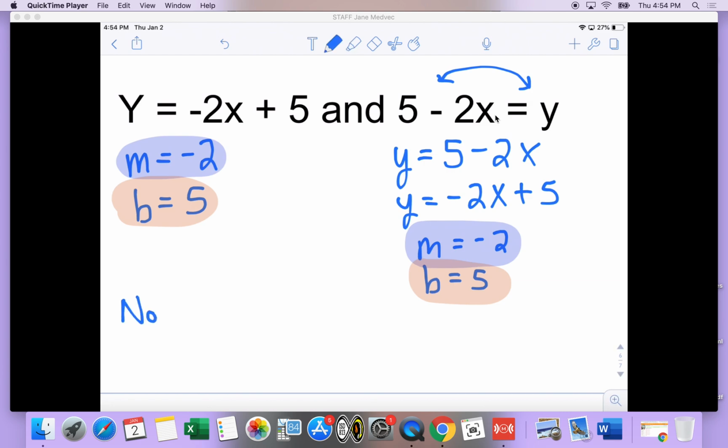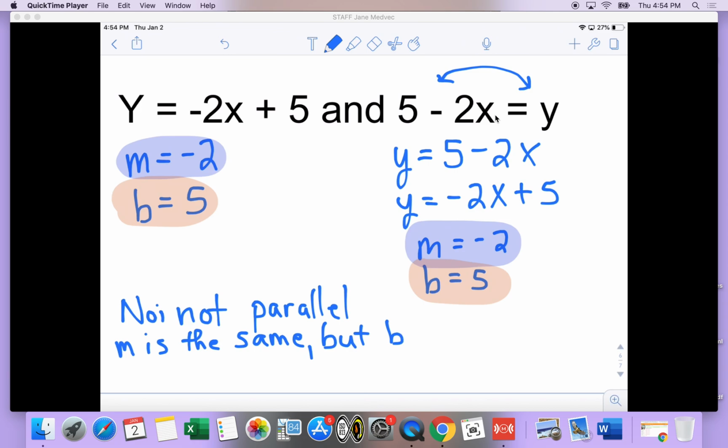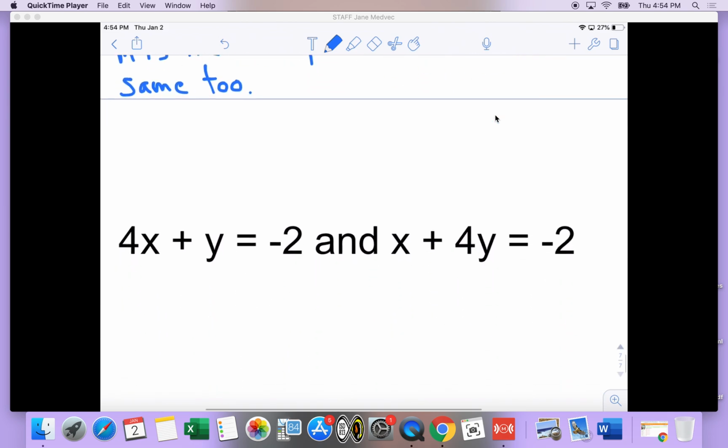So no, not parallel. M is the same, but b is the same too. So again, b needs to be different, and it's not. So in fact, they're the same line. They have the same m and they have the same b, and if they're the same line, they can't be parallel. All right, let's move on to the next one.